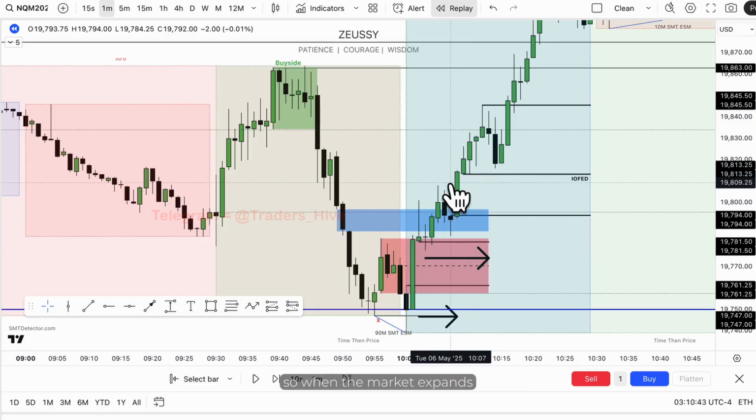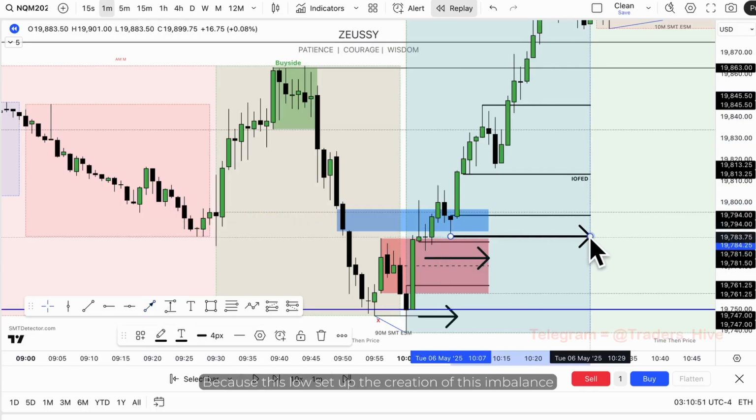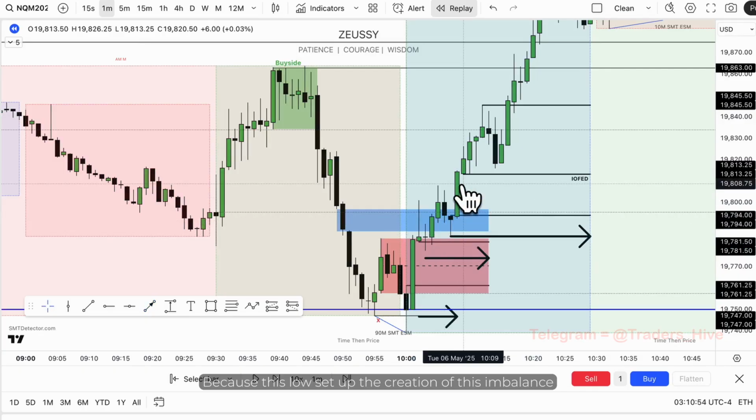So when the market expands higher like this, our invalidation moves towards this row. Why this row? Because this row set up the creation of this imbalance. So every single time that the market is displacing higher, our invalidation level is moving and moving and moving. And we're minimizing the risk on a position which is running in our favor.